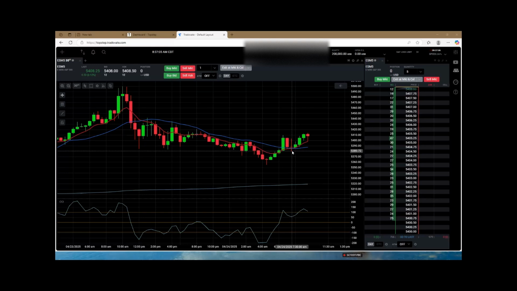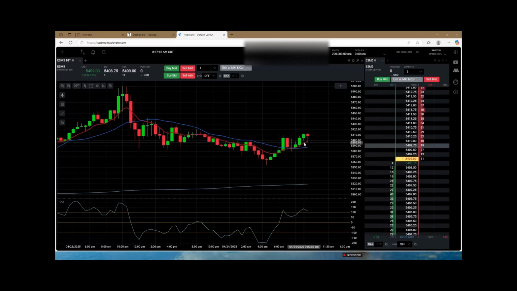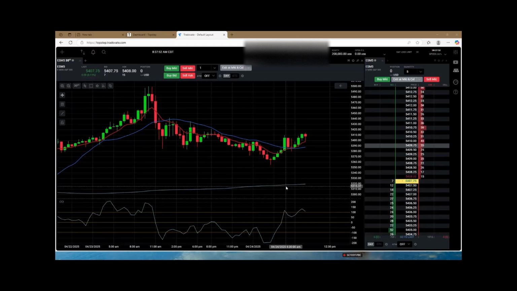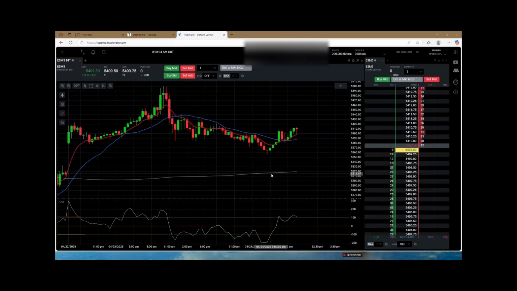We're above the 8-period EMA, which is the red line right now. So we see that we are in bullish territory for the time being. This is the 20-period moving average, the blue line right here. And also we are trading above the 200-period moving average, which is this white line in this area.